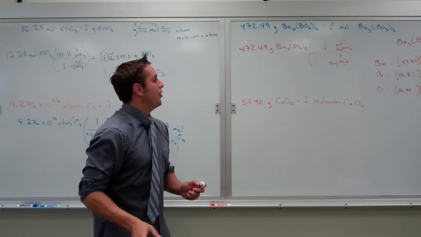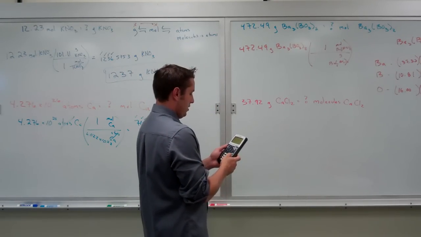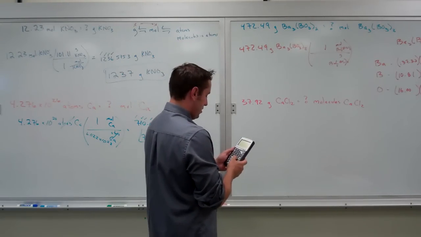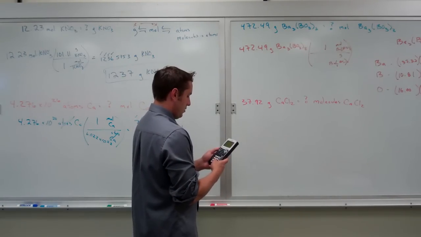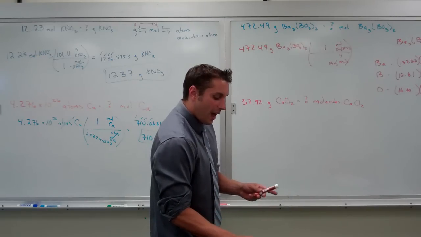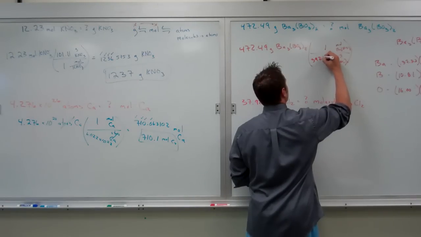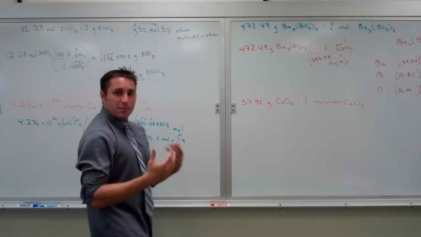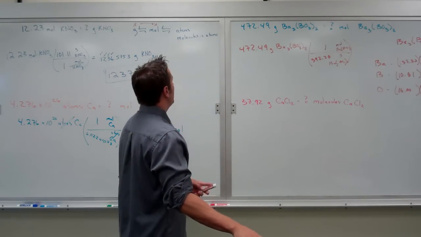Now we can take all of those and add them up. So I'm going to take my 137.33 times 3 plus 10.81 times 2 plus 16 times 6. When I do that, I get a number of 392.28. So you have to break that down to get yourself the value. From here out, it's just a math problem.